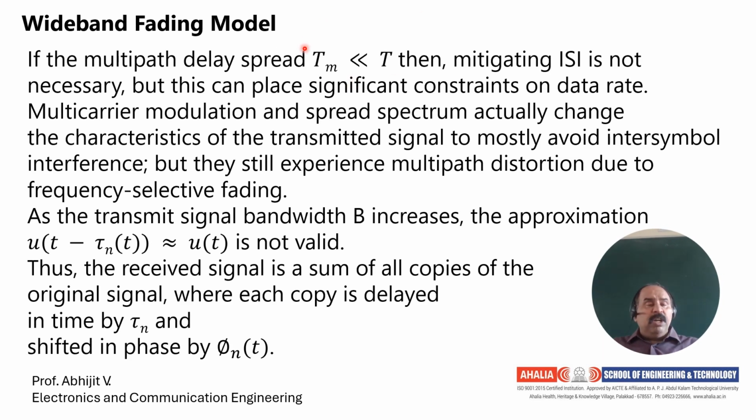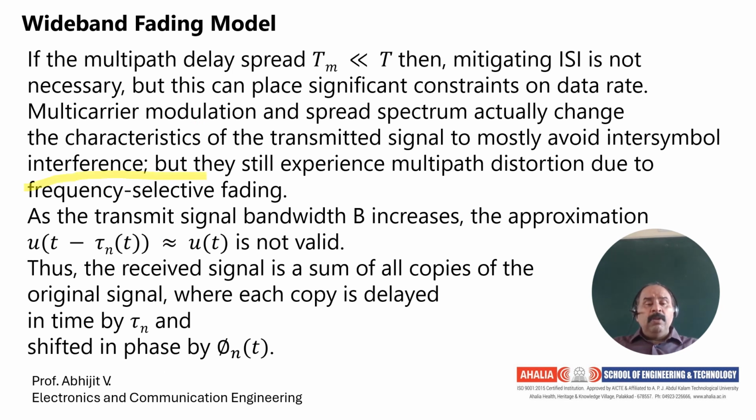If the delay spread Tm is much less than T, then mitigating ISI is not necessary. Am I right? When Tm is much less than T, there is no need for any efforts to reduce intersymbol interference, because the chances of this pulse getting interfered with the next pulse, or the previous pulse interfering with the current pulse, are small. But this can place significant constraints on data rate. Multi-carrier modulation and spread spectrum change the characteristics of the transmitted signal to mostly avoid intersymbol interference, but they still experience multipath distortion due to frequency selective fading.